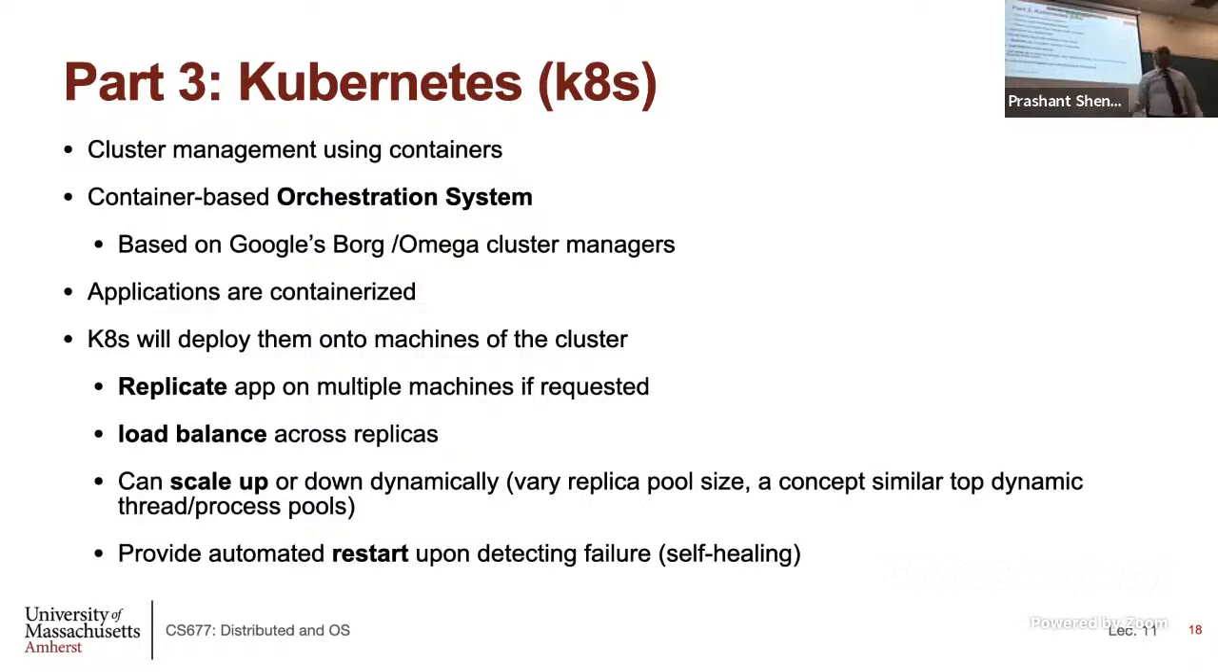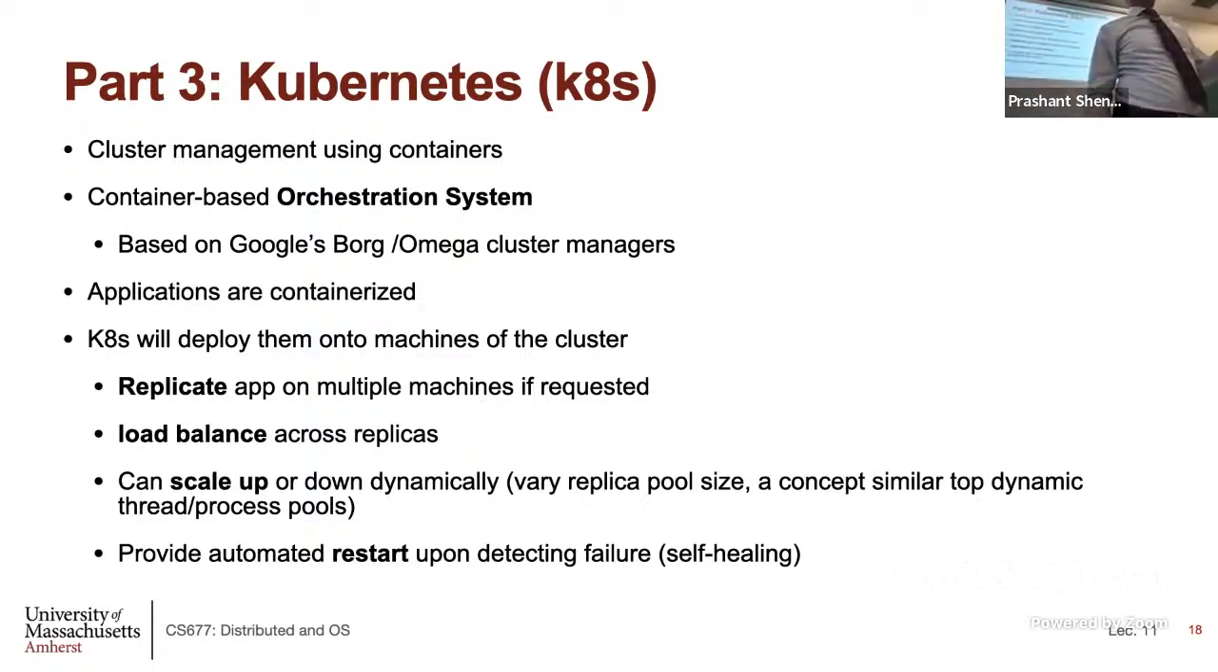So in the world of Kubernetes, applications are containerized. You can make them Docker images. You can make them any other type of container images. You go to Kubernetes and say, okay, deploy this application. It's going to essentially deploy it on a set of machines. And the assumption is the application is not one container. It could be a set of containers.